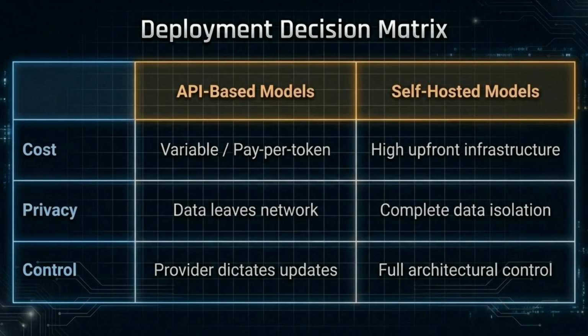When deciding on a deployment strategy, consider the trade-offs. API-based models offer ease of use but involve variable costs and data privacy considerations, whereas self-hosted models offer complete data isolation and full control at a higher infrastructure cost.